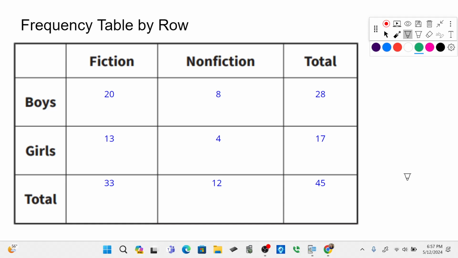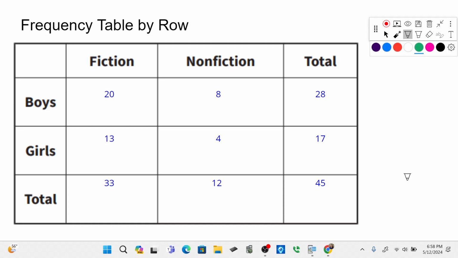Hello, this is Mrs. Scarple, and in this video I'm going to review how to complete the frequencies of a frequency table by row, column, and by whole table. When we do this, we're comparing it to totals of either the row, the column, or the entire table.